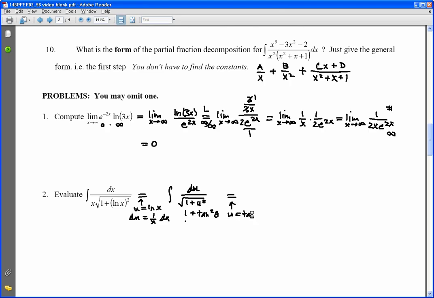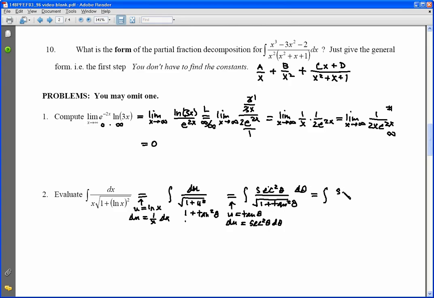U equals tan theta. Then our du, derivative of tangent, is secant squared. So this is secant squared theta d theta. And the 1 plus u squared is 1 plus tangent squared. So this is going to be integral. Up on top we've got our secant squared theta d theta. And then downstairs we've got square root of, we know it's 1 plus tan squared, that's the way we set up the substitution. And 1 plus tangent squared is secant squared.